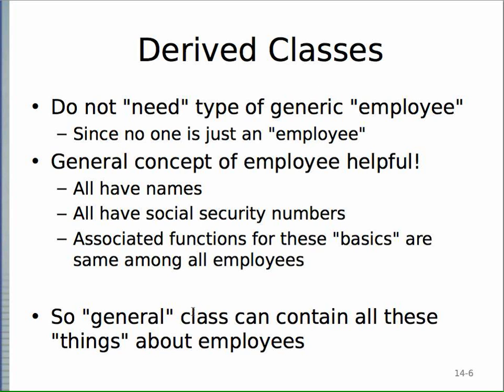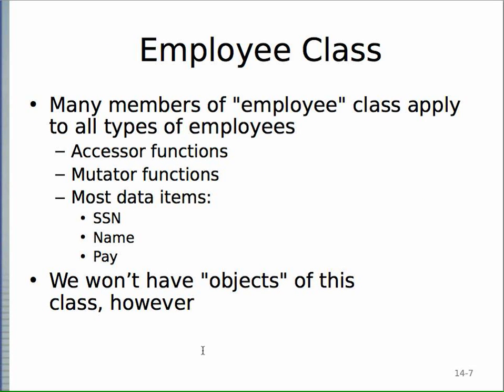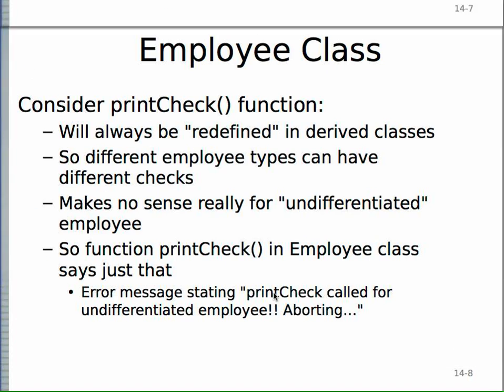Okay, so the general class or the base class can contain all of the things that are common to all employees, and then you add other things to the subclasses. Many members of this employee class apply to all types of employees, like access or get functions, or mutate or set functions. Most of the data members, like name, social security number, maybe date of birth, and then the pay rate or something like that, might be common. So even if we never have objects of this class, in a lot of situations we will still end up wanting a class that we derive from.